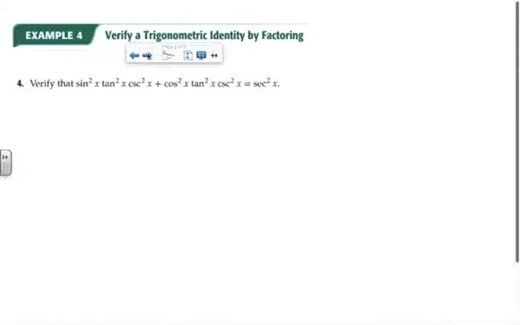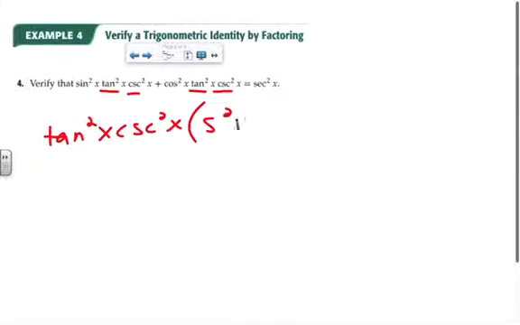Well, what can I factor out? What do they have in common? They both have tangent squareds, and they both have cosecant squareds. So I'm going to factor those out and kind of see where things fall from there. So when I factor tangent squared x, cosecant squared x from this expression, I have sine squared x plus cosine squared x. Well, that's magnificently convenient because one of our Pythagorean identities is that sine squared x plus cosine squared x is 1. Okay, so that pretty much just cancels out.